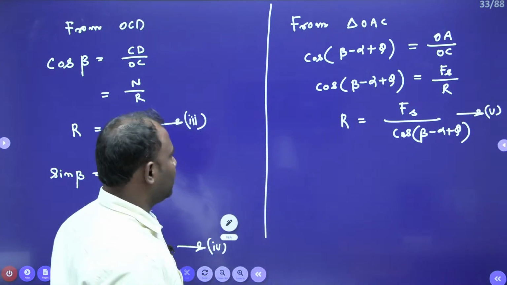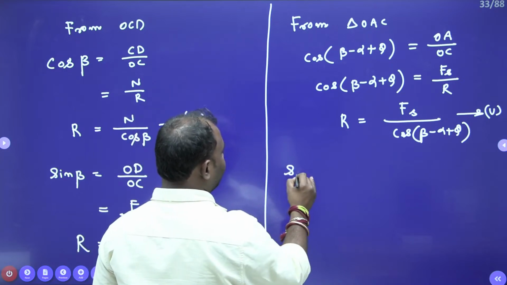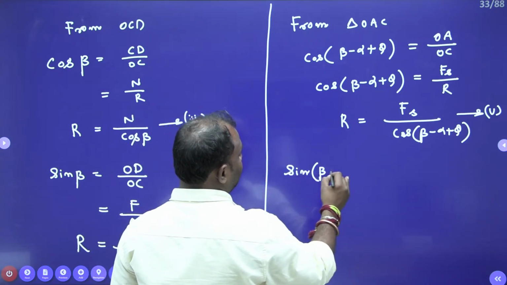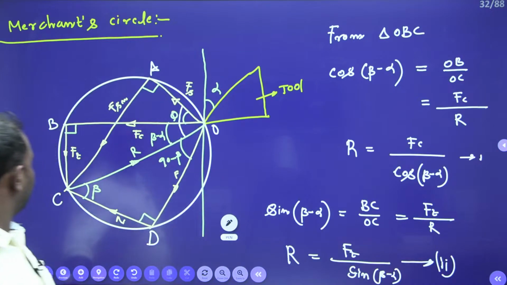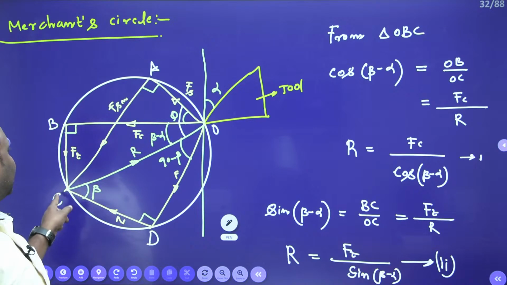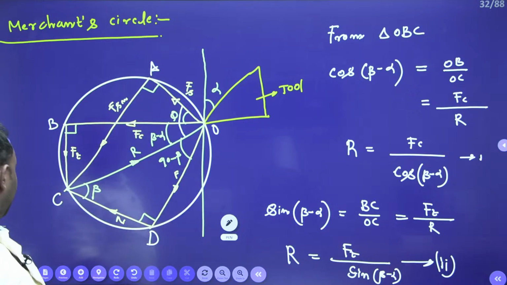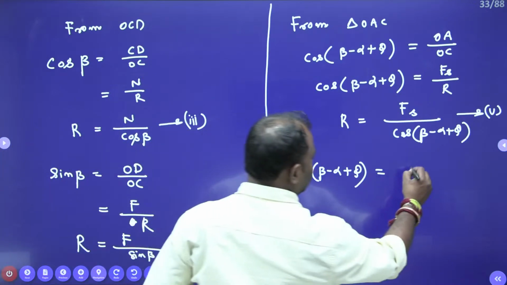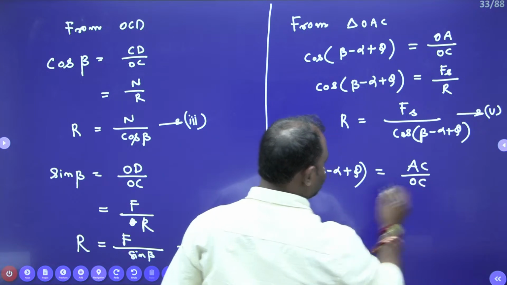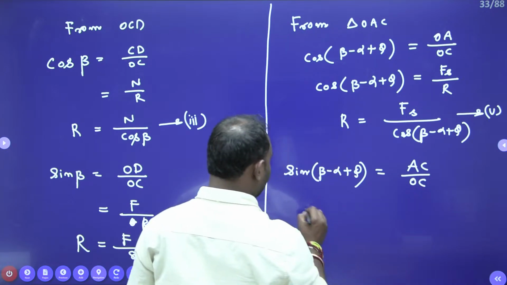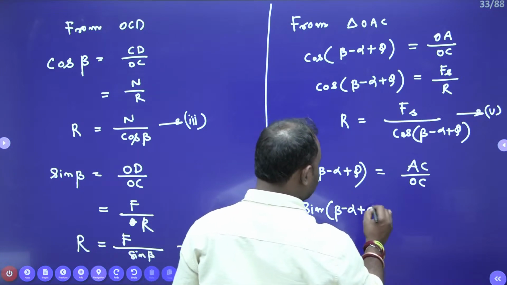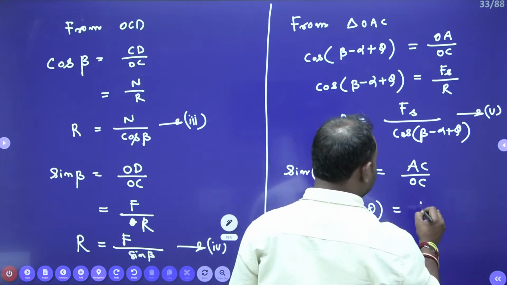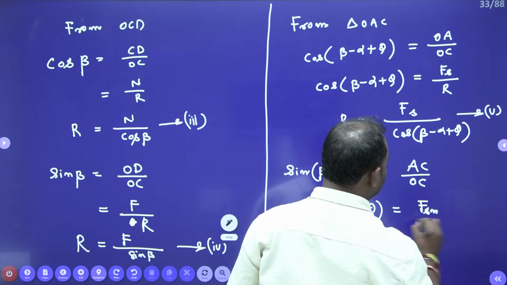Okay, right. Next, similarly, sin of beta minus alpha plus phi is going to be AC divided by OC. AC divided by OC, right? Now from here, sin of beta minus alpha plus phi is equal to AC, which is Fsn, divided by R. Okay.